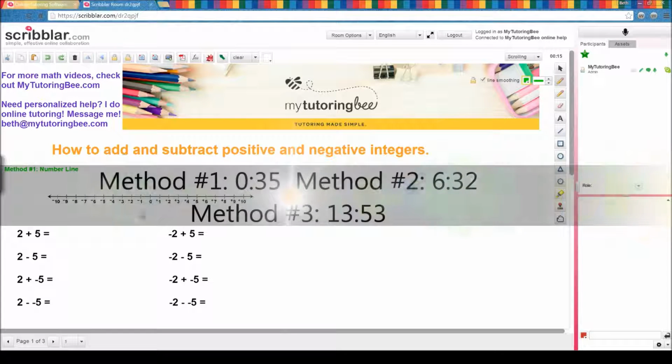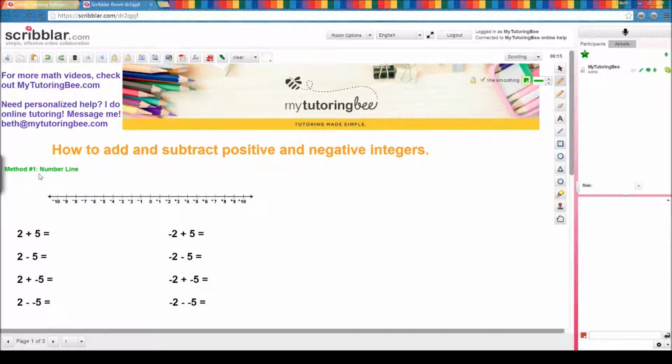But as I said, I've got three different methods. So here are the times in case you wanted to jump around a little bit. But let's just go ahead and start with the number line method, which is our first method. I've got all the same digits down here in these problems, but just different variations of positive and negative numbers, so that way I could just show you how to use these. But let's start off with this first one.